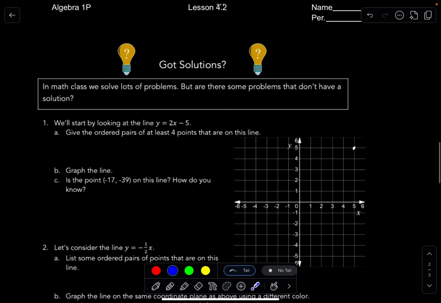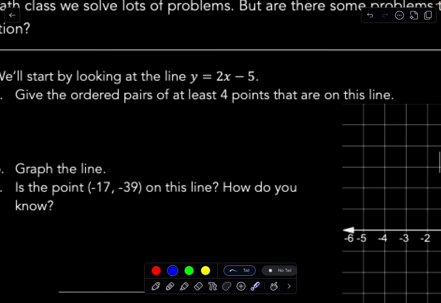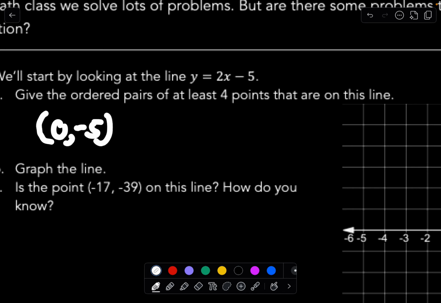It's pretty straightforward. In math class, we solve lots of problems. But are there some problems that don't have a solution? Well, we'll start by looking at the line y equals 2x minus 5. Give the ordered pairs of at least 4 points. Well, I'm going to say (0, -5). I'm just plugging in. Let's go with (1, -3). All I'm doing is plugging those numbers into this equation here and evaluating. All of you should be comfortable doing that.